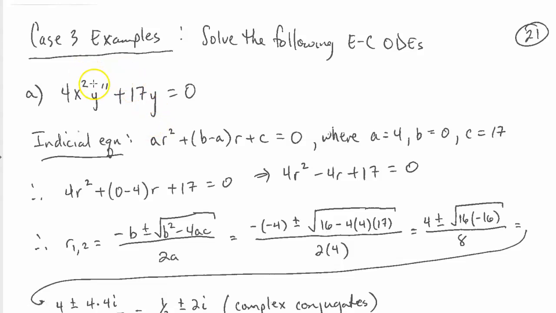So for this equation here, again, we check the equidimensional thing out. And notice here that there is a missing y prime term. So this tells us that our a is going to be 4, but since the y prime term is missing, that means b is 0. And of course, c is the number next to y, which is 17. And we use that in our general indicial equation here. Plug everything in, and we see that we end up getting 4r squared minus 4r plus 17.